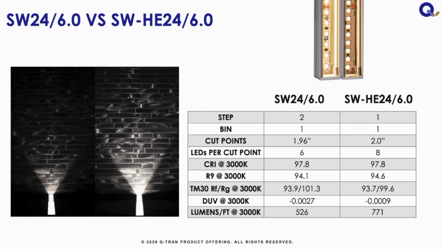The CRIs are exactly the same. The R9 values are extremely close. Same with both TM30, fidelity, and gamut information. But you'll notice the large difference at the very bottom is the lumens per foot. So the new high efficacy is about 50% greater lumen output than our standard 6.0 LED tape.